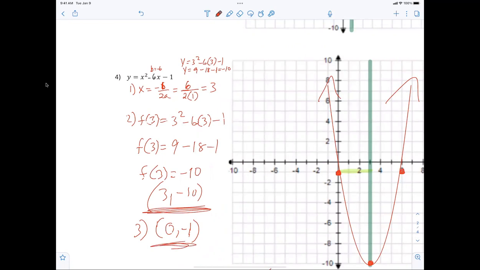0, negative 1 is the y-intercept. So you're supposed to plot the point 0, negative 1. Now you count over to the axis of symmetry, 3 over, so then you go over another 3. And now you graph the parabola. There you have it.